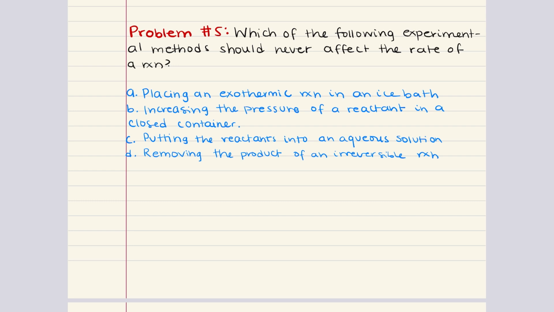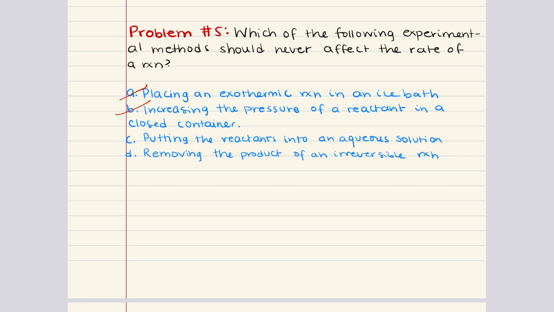Now, for B, increasing the pressure of a reactant in a closed container. Increasing the pressure of a gaseous reactant in a closed container is going to increase its concentration, and this will typically increase the rate of reaction. So far, A and B both affect the rate of reaction, so they cannot be the correct answer.